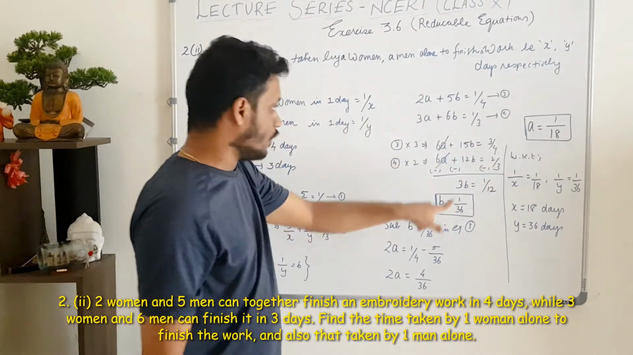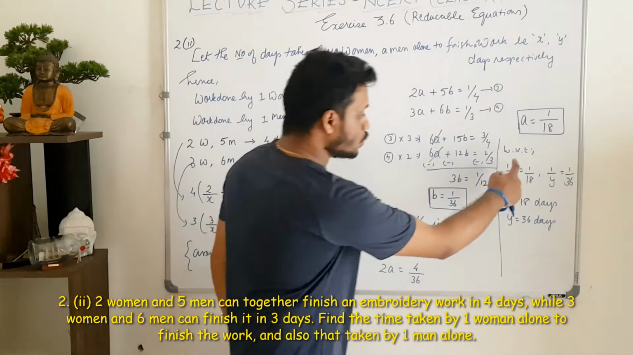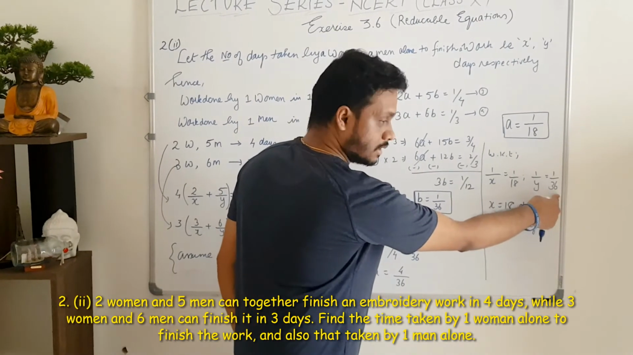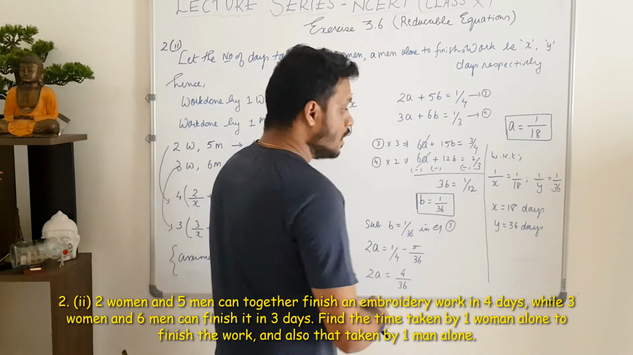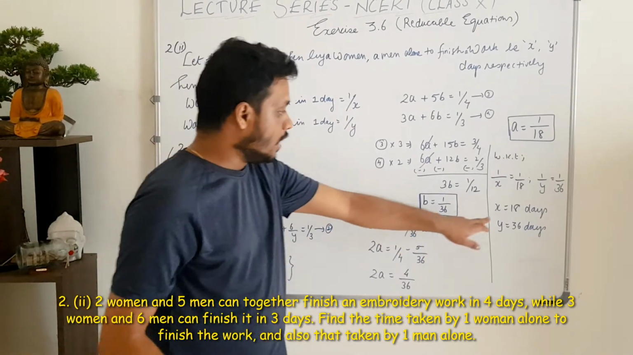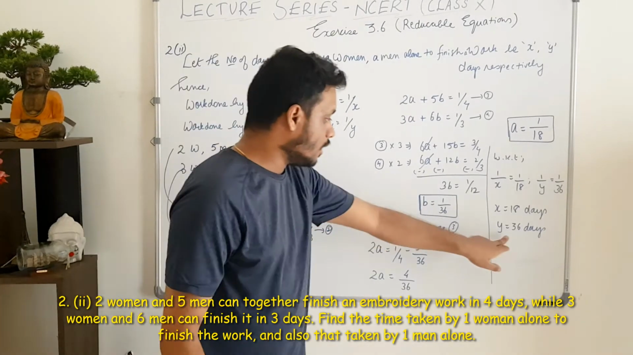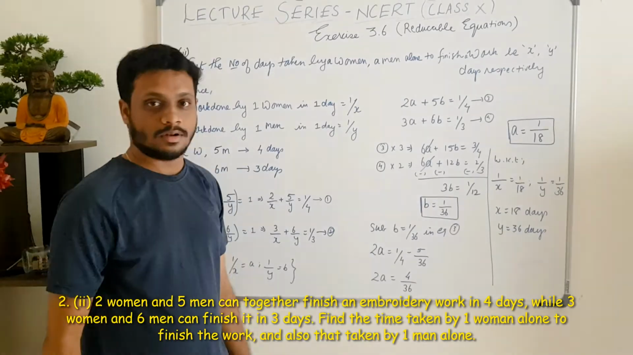So now I obtain the value of A and B, I go back to find out what is my value of x and y from the assumption. We know this 1 by x is equal to A, which is 1 by 18, and 1 by y is equal to B, which is 1 by 36. On cross multiplication, I get x is equal to 18 and y is equal to 36. So the problem says, if only a woman works, she takes 18 days to complete the complete work, and if only a man works, he takes 36 days to complete the entire work by himself.